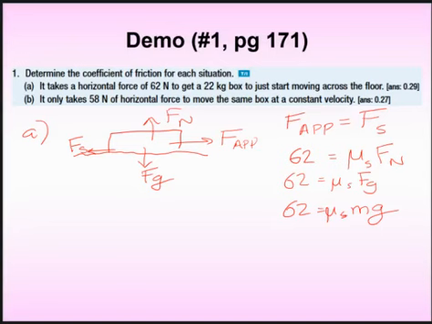Mu s. Can someone tell me how I'm going to arrange this equation to solve for mu s? Mu s equals 62 divided by mg. Nice. So mu s equals 62 divided by 22 times what? What's just g? G on Earth is 9.8. Perfect. Multiply first and then divide, or do the whole thing with division, but make sure you put the 22 times 9.8 in a bracket.